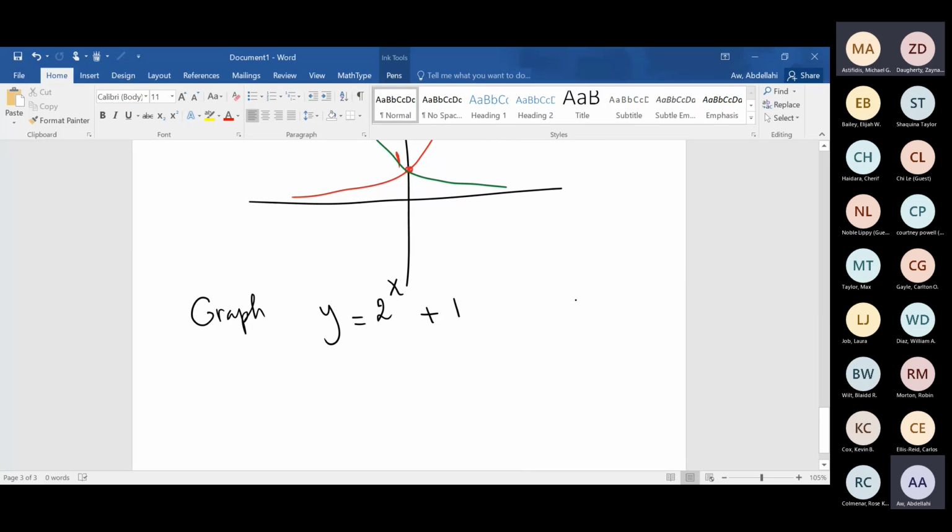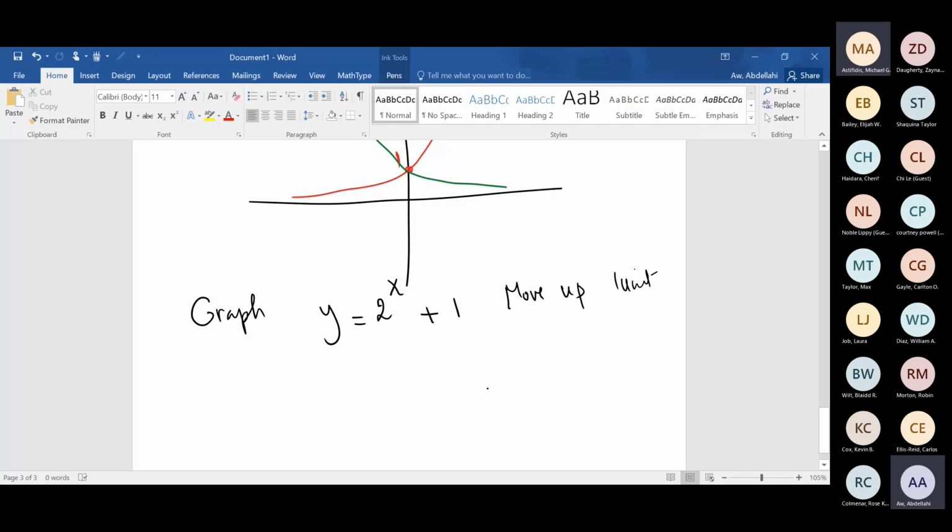Move it to the left 1? Is it to the left? Up. Move it up, because the plus 1 is not on the x. We didn't add the 1 to the x, we added 1 to the whole function 2^x. So we have to move it up 1 unit. Move up the graph of 2^x 1 unit.